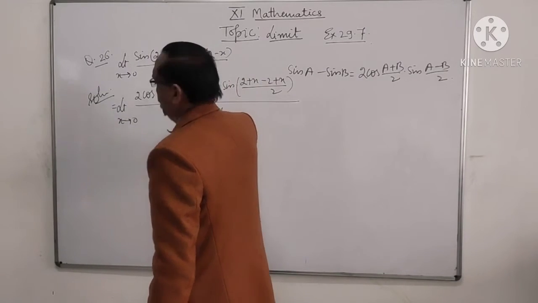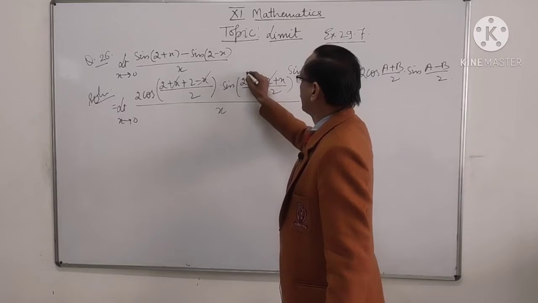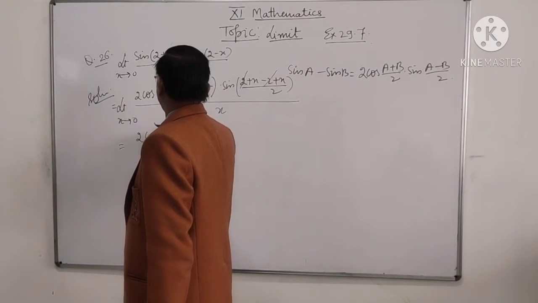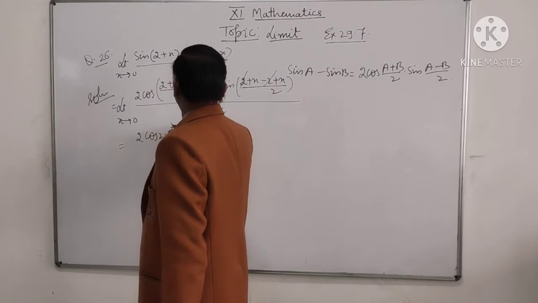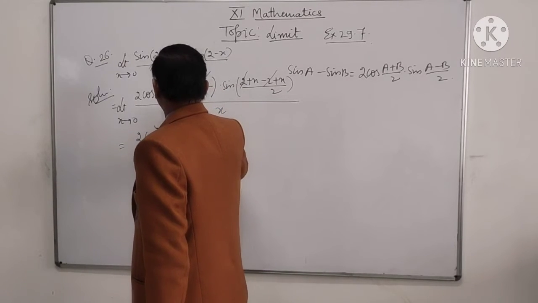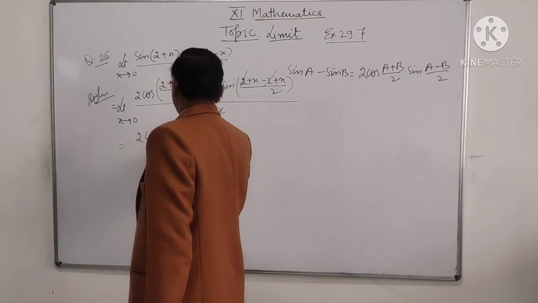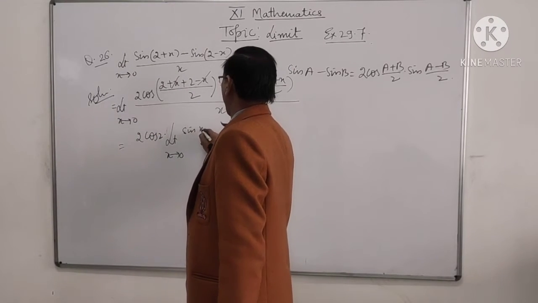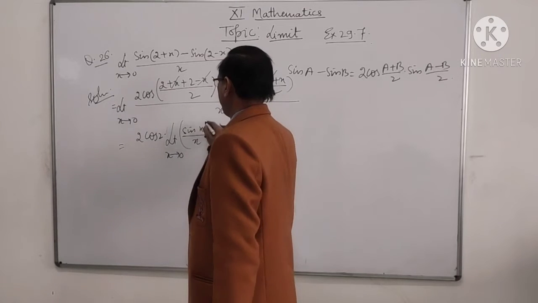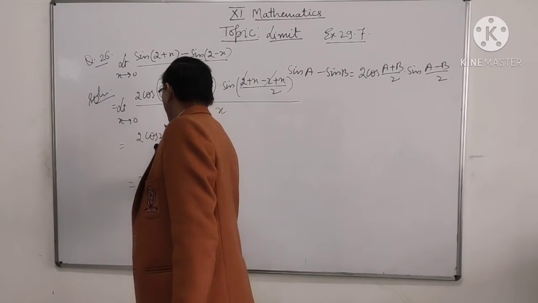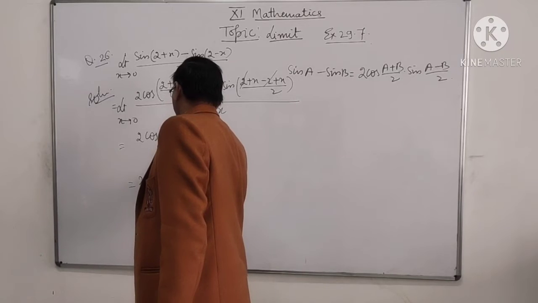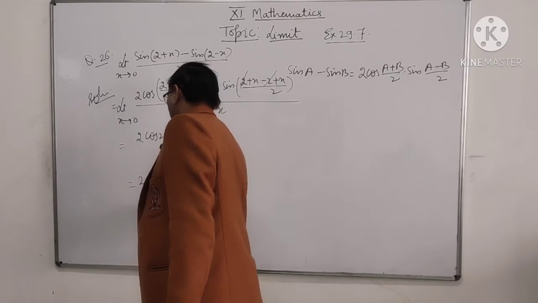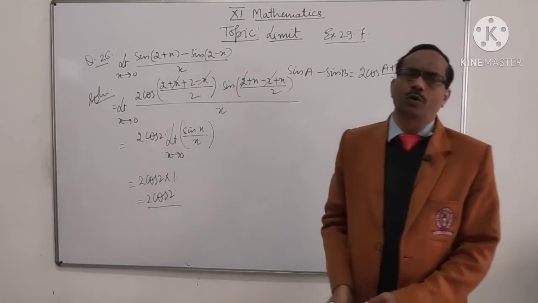Here x cancels, this side 2 cancels, then it is 2 cos 2 into sin x, then limit x tends to 0 sin x upon x. This limit is 1. So it is 2 cos 2 into 1 equal to 2 cos 2, and the limiting value of the given function is 2 cos 2.